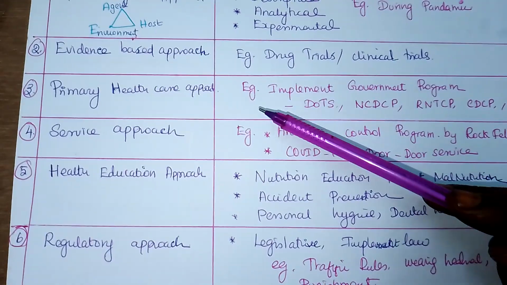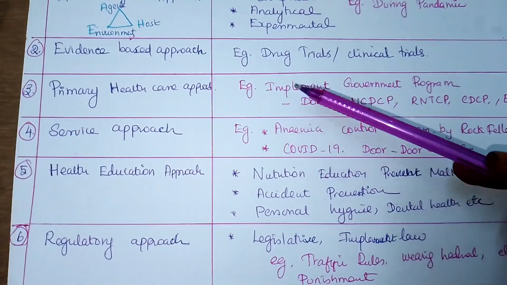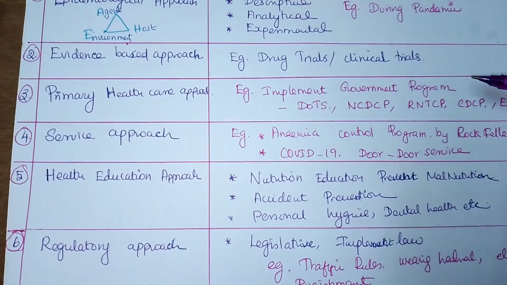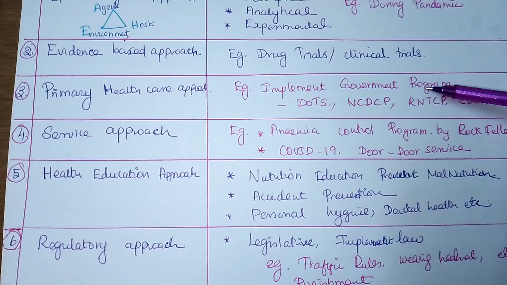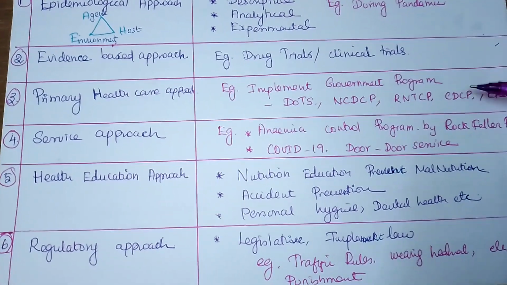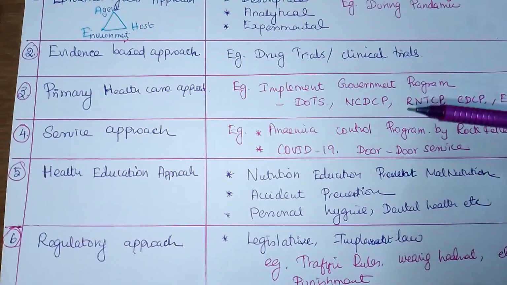But how are we? It is a populous country. So according to our situation, we are applying it. How? All the programs, like the National TB Control Program, the cardiovascular disease control program and the DOTS program, to control communicable and non-communicable diseases, are all channeled through the primary healthcare approach.